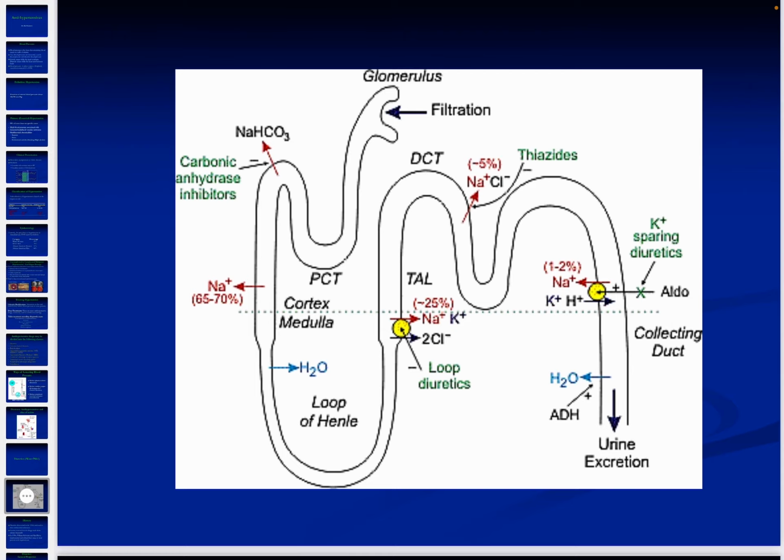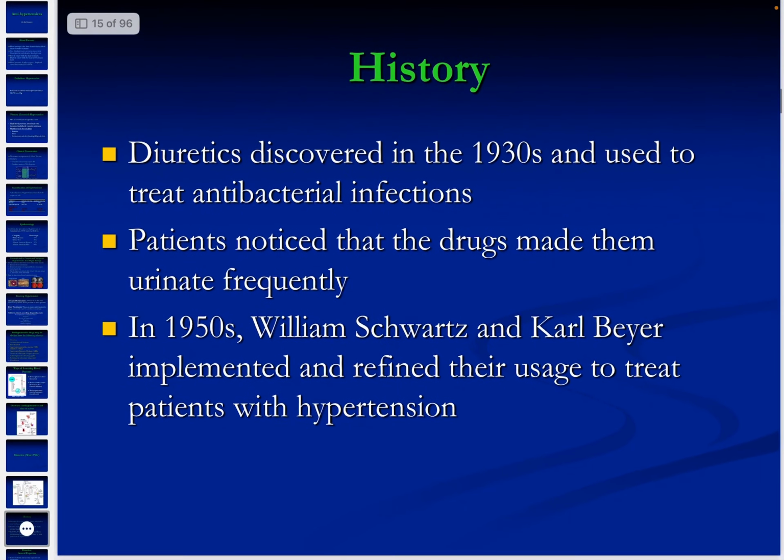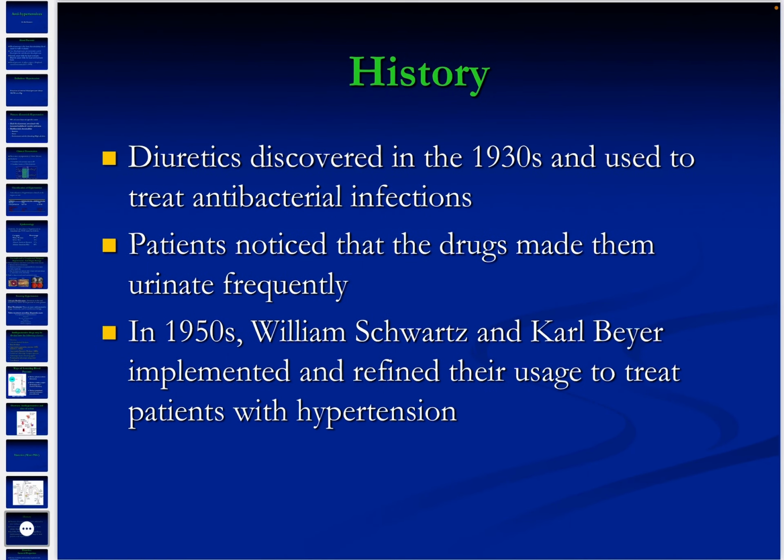Hello, what are the general characteristics of diuretics? First of all, let me tell you how they were discovered. A chemical form of these agents, a different chemical drug but with the same characteristics, was used as an antibiotic. They noted in the 1930s that patients who used this antibiotic reported they had to urinate more frequently. So they decided to use this side effect to the advantage of treating hypertension. In the 1950s, two scientists implemented and refined the usage of diuretics for treatment of hypertension.